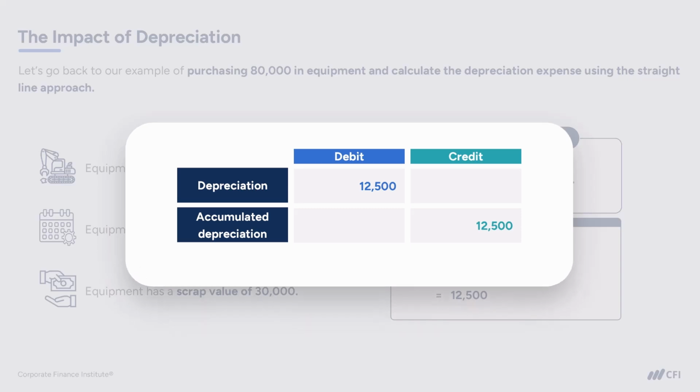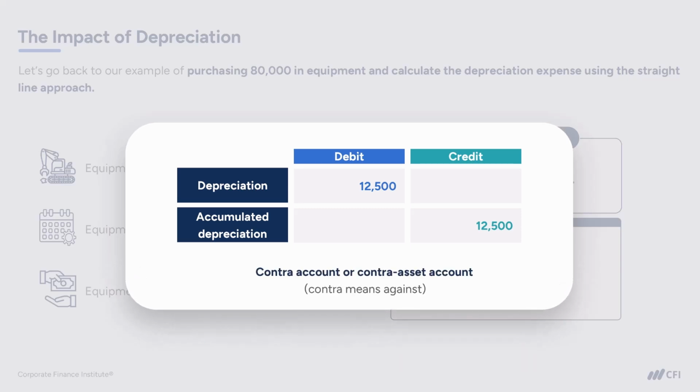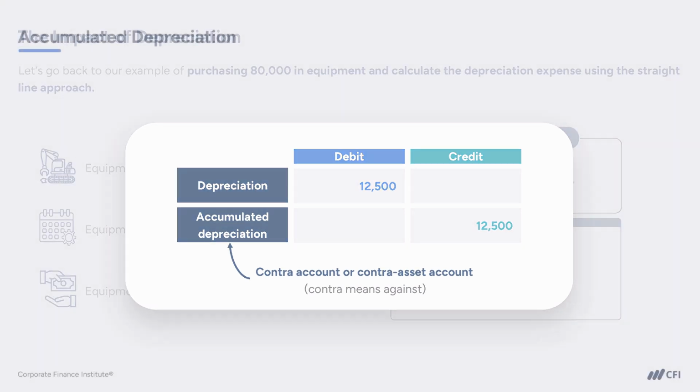We call this type of account a contra account, or a contra asset account in particular, where contra means against. In the case of depreciation, what we're going to do is set the balance in the accumulated depreciation account against the corresponding property, plant, and equipment account. Let me now take you through how this looks each year from year 1 to year 4.